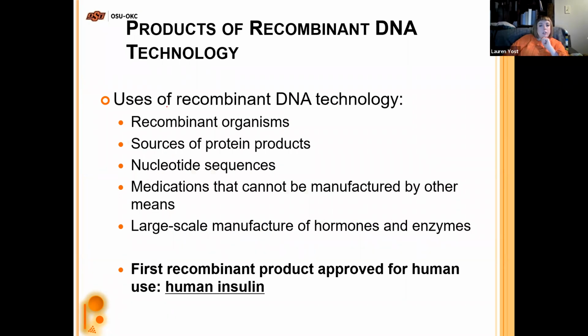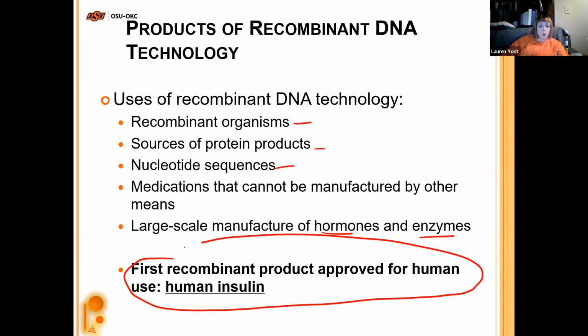So we would use this technology for making recombinant organisms, like that E. coli that we just put that insulin into. That is a recombinant organism now. We can use it as a source of protein products, making more protein or certain proteins produced by certain things. We can isolate specific nucleotide sequences for medications that cannot be manufactured by other means, forcing other organisms to do it. And large-scale manufacture of hormones and enzymes, like we just said, insulin, that is a real thing. The first recombinant product approved for human use was human insulin made by E. coli.